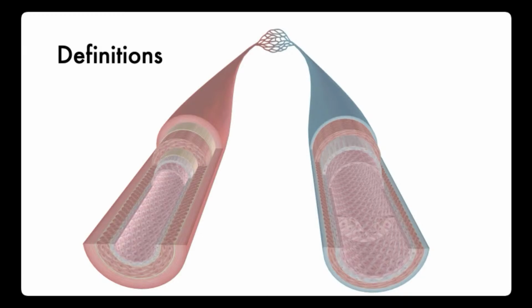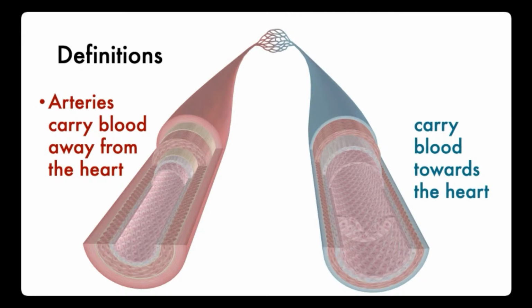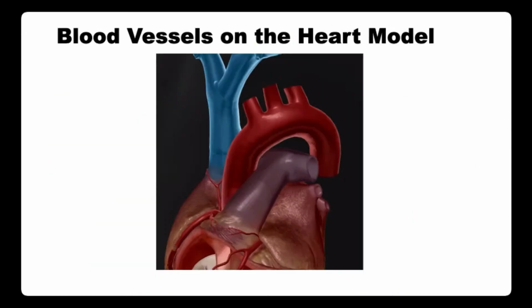We have arteries and veins. Carry blood away from the heart. What carries blood? That's right. Arteries carry blood away from the heart. Carry blood towards the heart. What carries blood? That's right. Veins. Veins carry blood towards the heart.